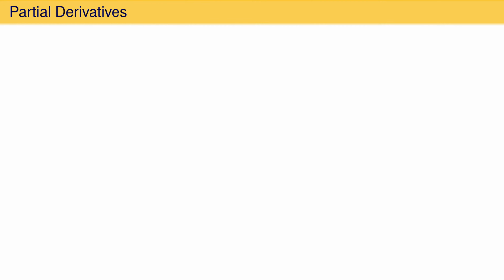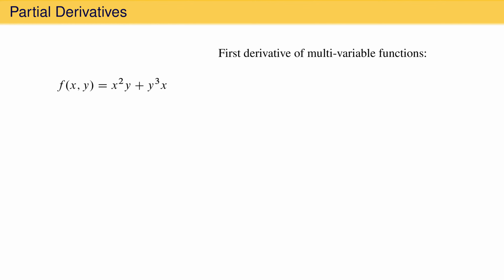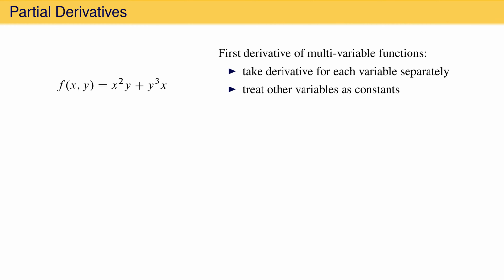Sometimes we need to find the derivative of functions that depend on more than one variable, such as f of x and y equal to x squared y plus y cubed x. But how do we do this? Evaluating the first derivative of multivariable functions involves taking the derivative with respect to each variable separately while treating all the other variables as constants.